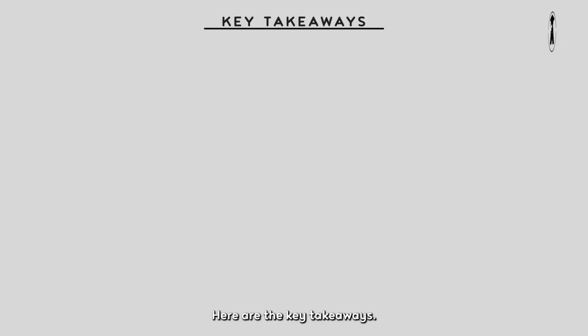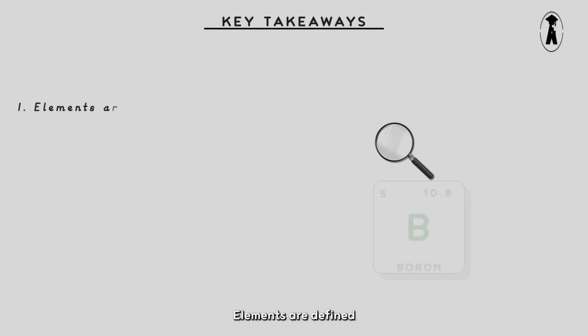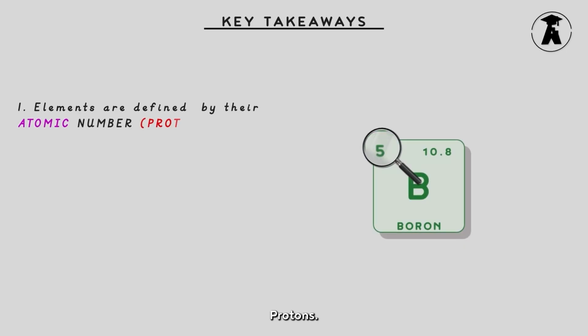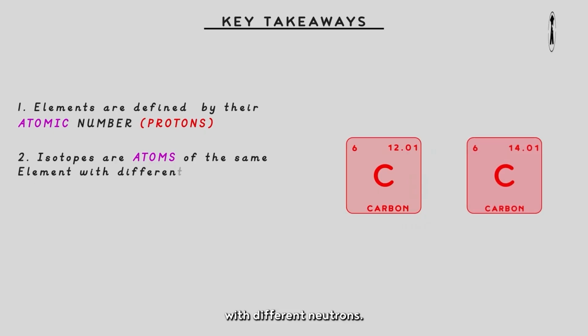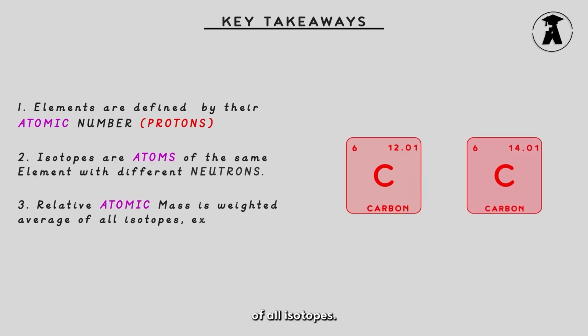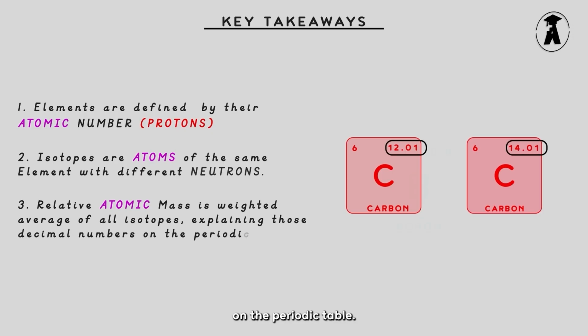Let's go over the main things to remember from today. Here are the key takeaways. Elements are defined by their atomic number, protons. Isotopes are atoms of the same element with different neutrons. Relative atomic mass is a weighted average of all isotopes, explaining those decimal numbers on the periodic table.